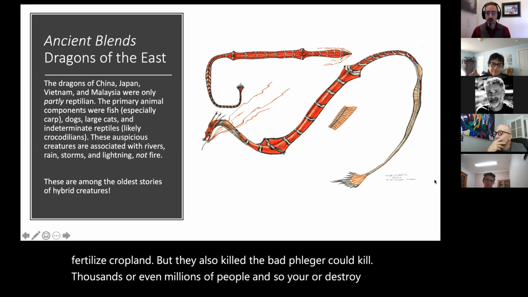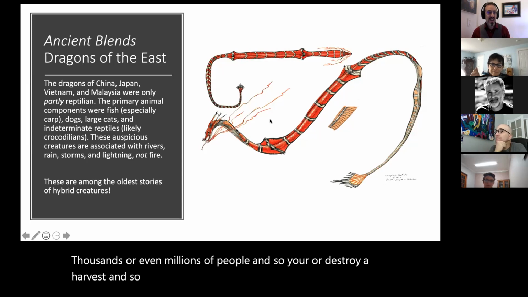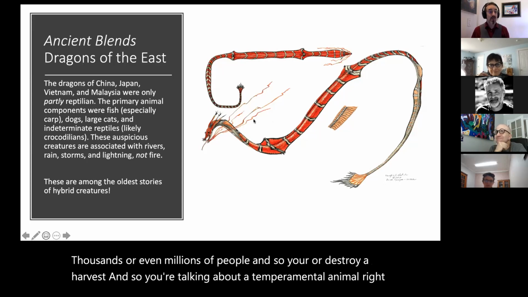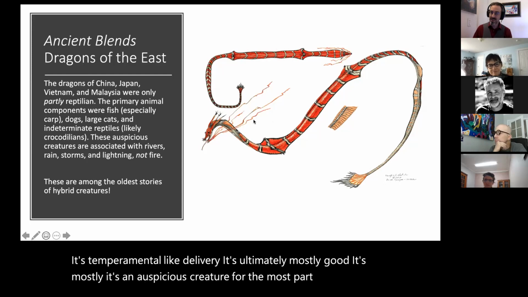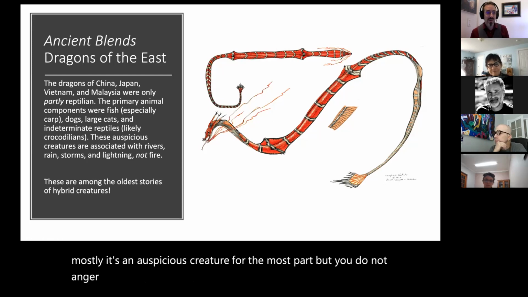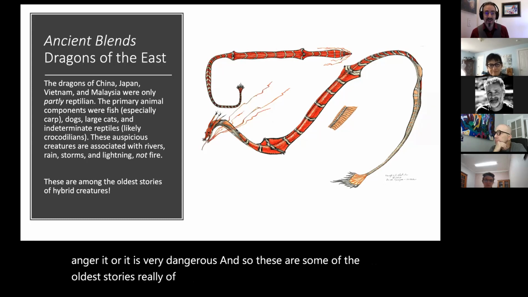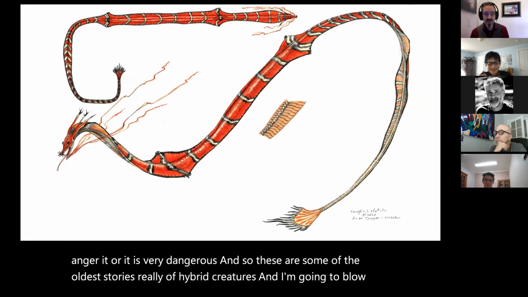And so you're talking about a temperamental animal, right? It's temperamental like the river. It's ultimately mostly good, an auspicious creature for the most part, but you do not anger it, or it is very dangerous. And so these are some of the oldest stories, really, of hybrid creatures. And I'm going to blow it up here so you can see our build.